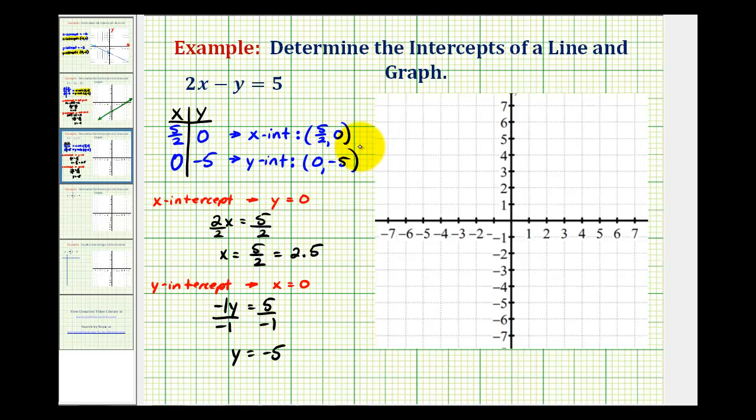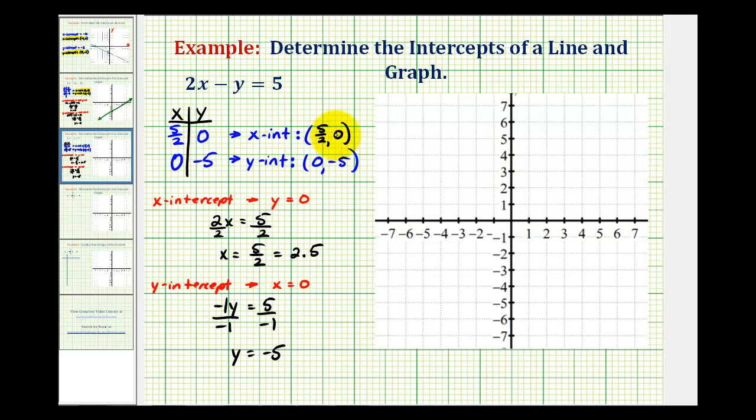Now it is important that we don't list the x-intercept as just x equals 5 halves or 2.5, because technically that's the equation of a vertical line, and we also shouldn't list the y-intercept as just y equals negative 5, because that's an equation of a horizontal line. So we should either give the intercepts as ordered pairs or state the x-intercept equals 5 halves and the y-intercept equals negative 5. Now let's go ahead and plot the intercepts and then sketch the line.